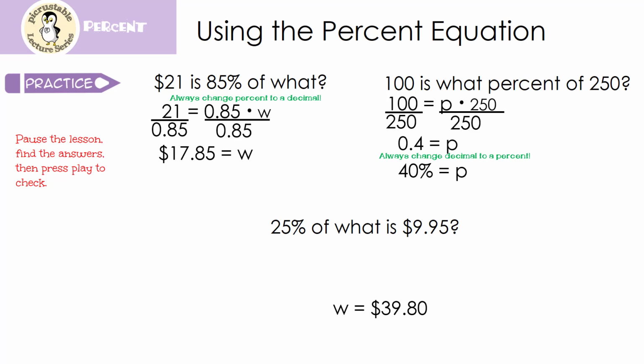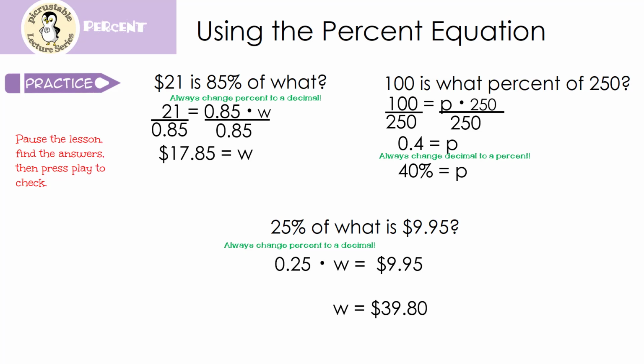Did you remember to change the decimal to a percent? That's pretty important. Let's look at the last one. We always change the percent to a decimal. So 25% is 0.25. Of is multiplication. What is W? Is equals, and then we have $9.95.